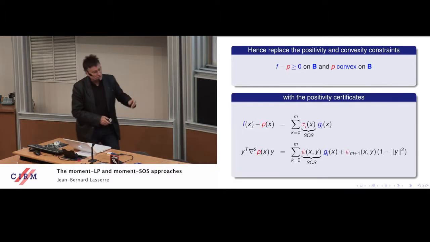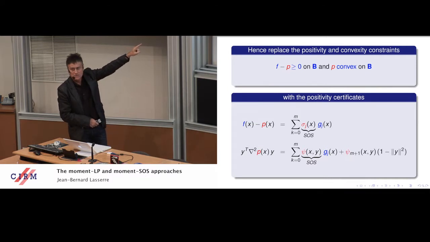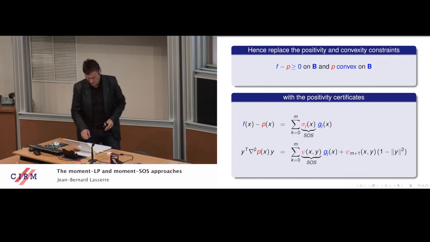Okay? So you would replace those two positivity constraints by what? The first one says that F minus P is non-negative on B, just apply the Putinar certificate. And the second one tells you that P is convex on B, so you use the second Putinar certificate, right? And then you have an SDP.